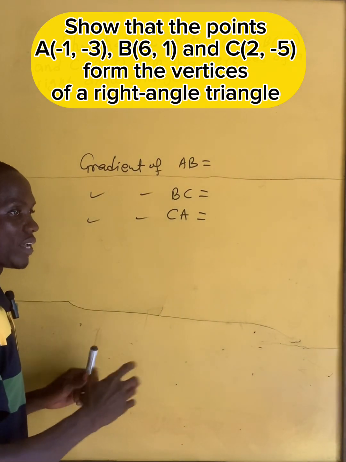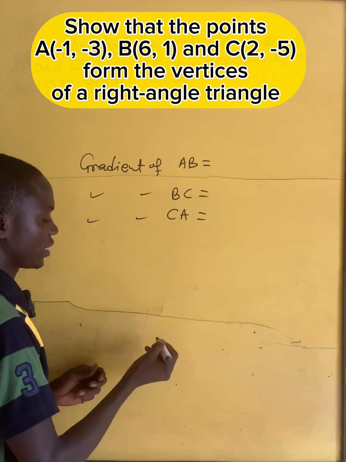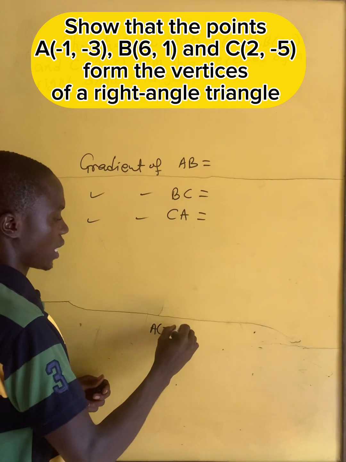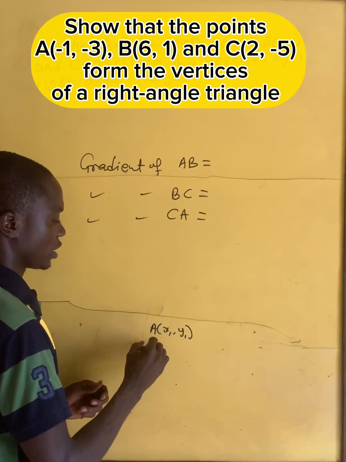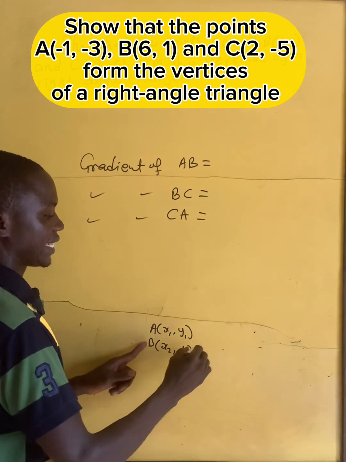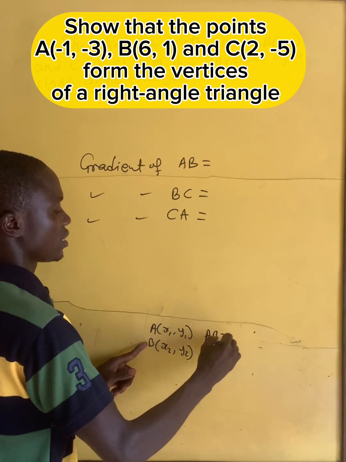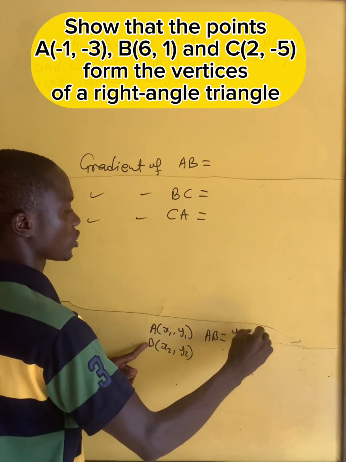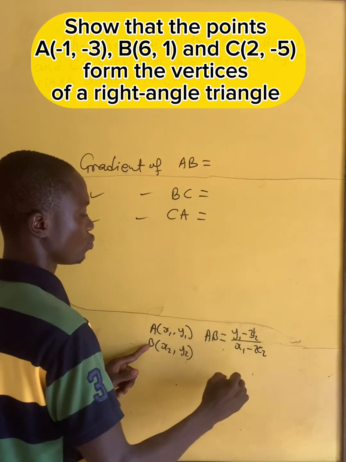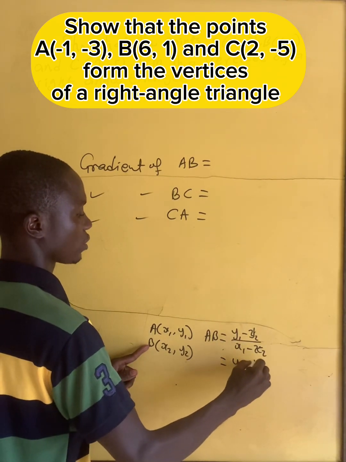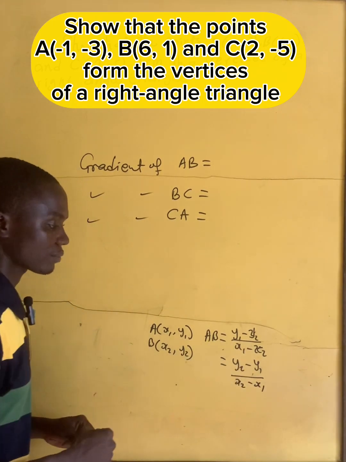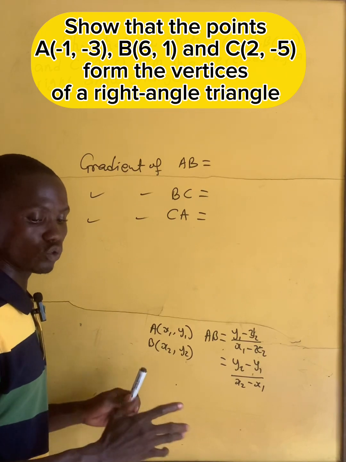Now, how do we find the gradient of a given line? If you have points, let's say A (x1, y1) and point B (x2, y2), then the gradient of the line joining AB is given by y1 minus y2 divided by x1 minus x2, or y2 minus y1 divided by x2 minus x1. So that's how we find the gradient of the line joining 2 points.